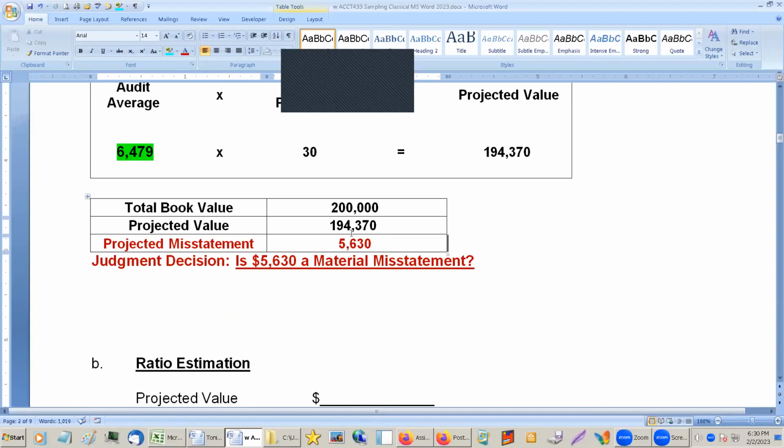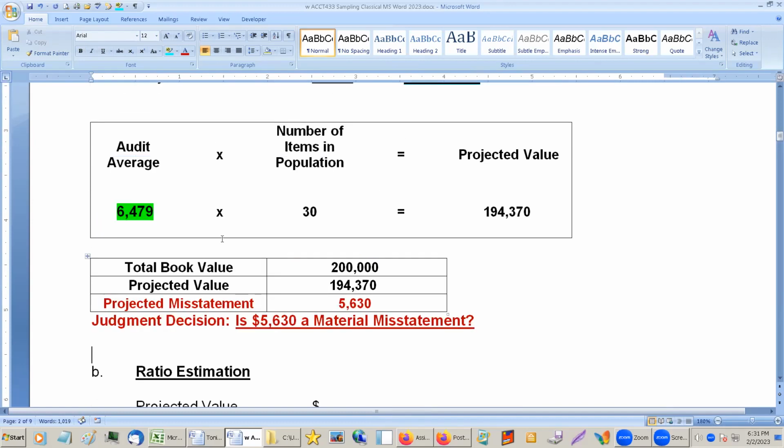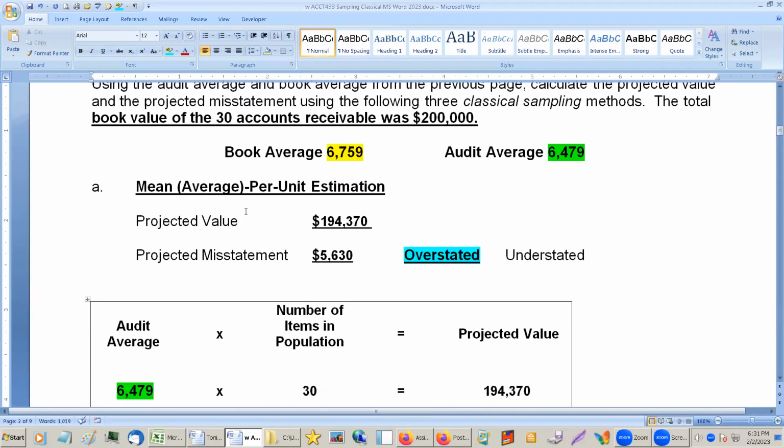Whether something is material or not is a judgment call. We'll talk about rules of thumb for materiality a little later, but it comes down to a judgment call either way. You could have two different people get the same number, and one may say 5,600 is not material, while someone else might say 5,600 is material. That's a judgment, but the 5,600 isn't a judgment. That's what is misstated by our projected misstatement. But whether it's material or not, whether you're going to make a big deal out of it or not, that is a judgment. And I think I told you this before, maybe I didn't: all auditing is judgment.